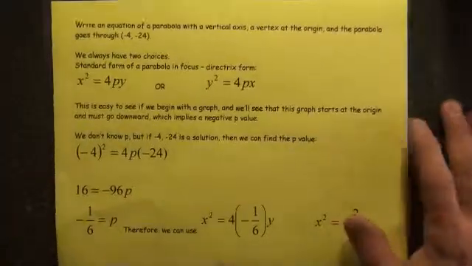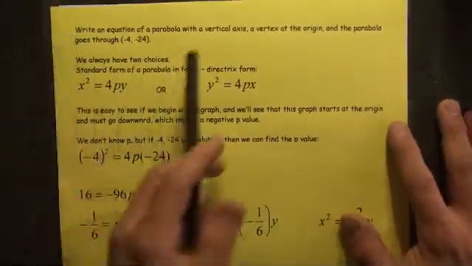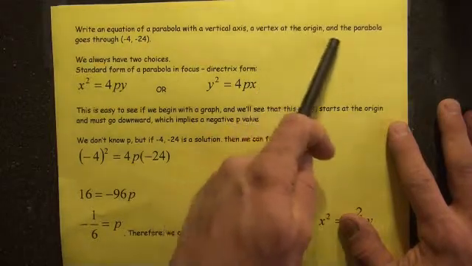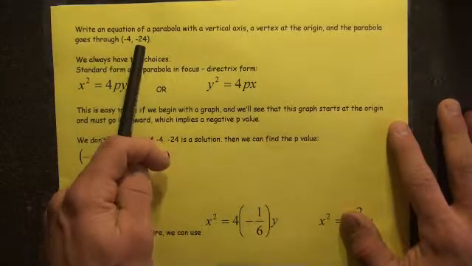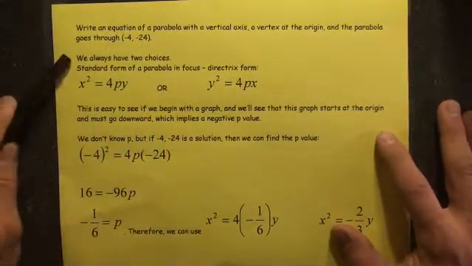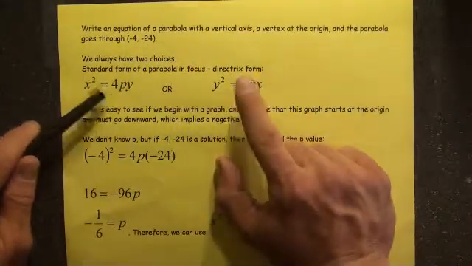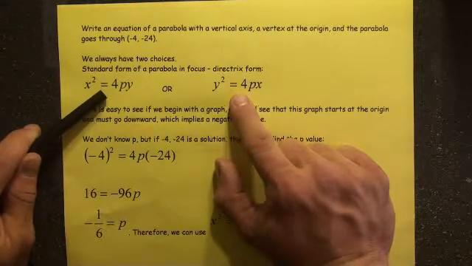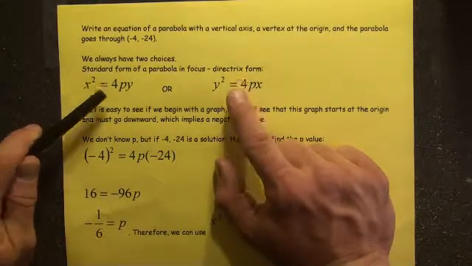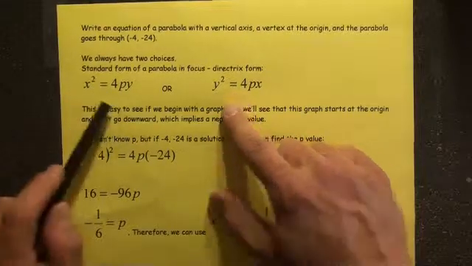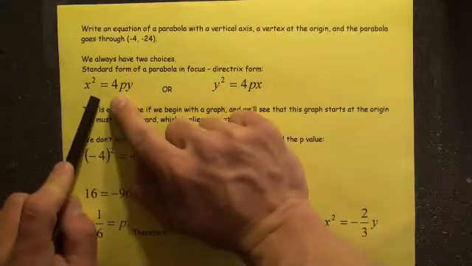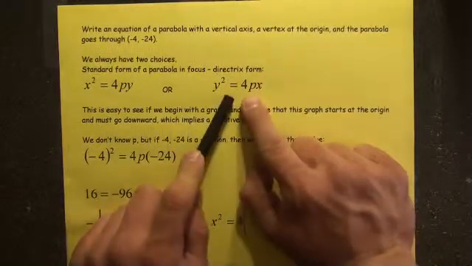Here we go. Here's one a little goofier. Write an equation of a parabola with a vertical axis, a vertex at the origin, and a parabola that goes through -4, -24. Well, we always have two choices. We always have one of these two choices. What we need to remember is which one goes north, which one goes south, in other words, which one's the vertical parabola, which one's the horizontal parabola.